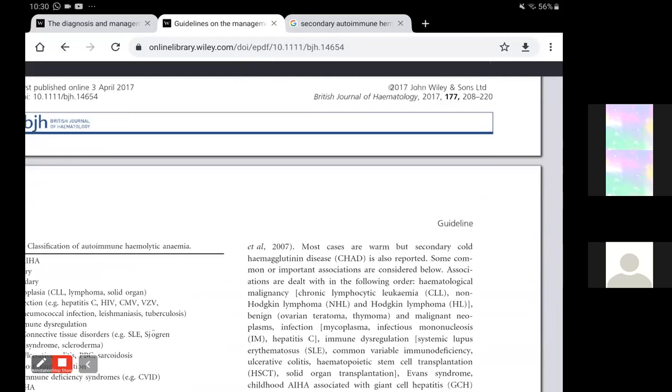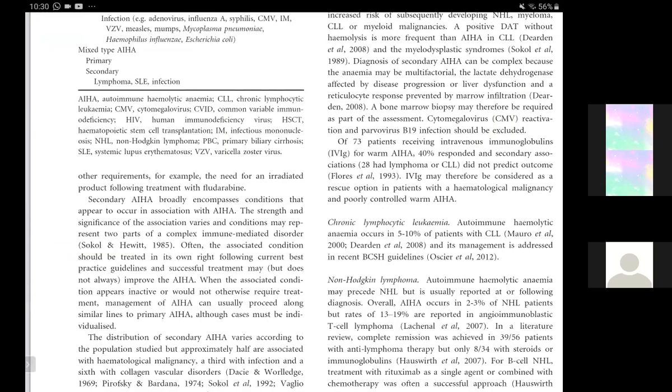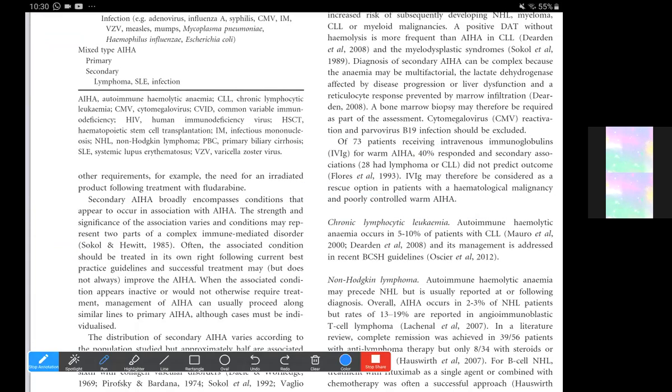Now we were discussing first the primary autoimmune hemolytic anemia, but when we come to the secondary autoimmune hemolytic anemias, another consideration, apart from the ABO, RH, and KEL matched blood group, is that if they have a neoplasm and have been receiving fludarabine, then they need to be given irradiated product following transfusion. So in cases of secondary autoimmune hemolytic anemia, we need to give irradiated blood if they had been receiving fludarabine as well.